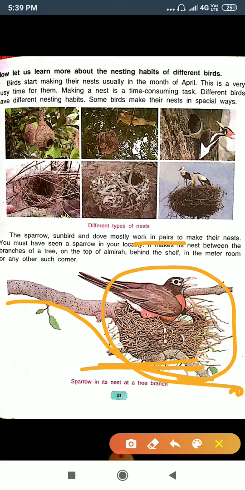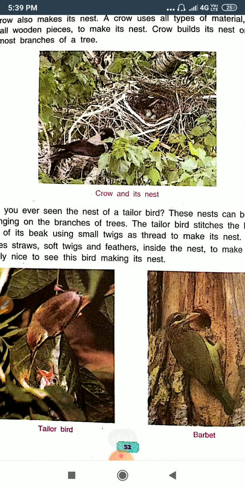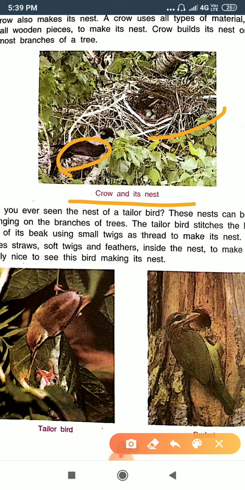In this page, this is the nest of the crow. See this crow and its nest here. On page number 52, the crow makes its nest on or near the topmost branches of the tree. You see this, this is the branch of the tree. So it is at the topmost or near the top branch of the tree, and you can see the diagram of the nest of the crow, and you can see the eggs are there.